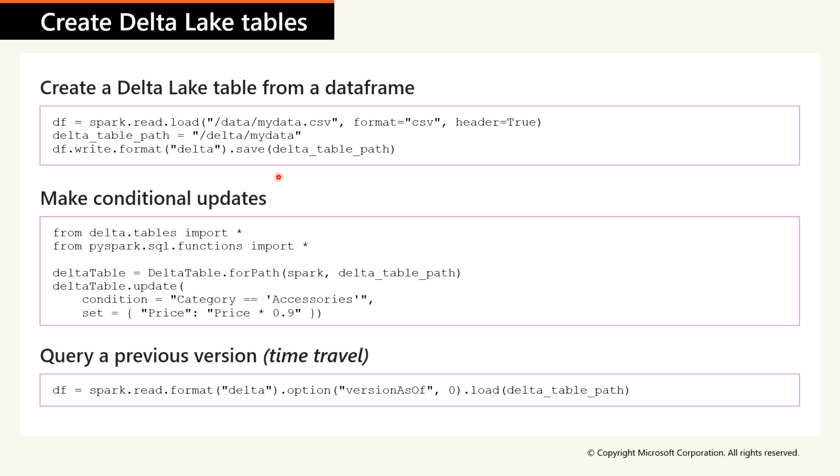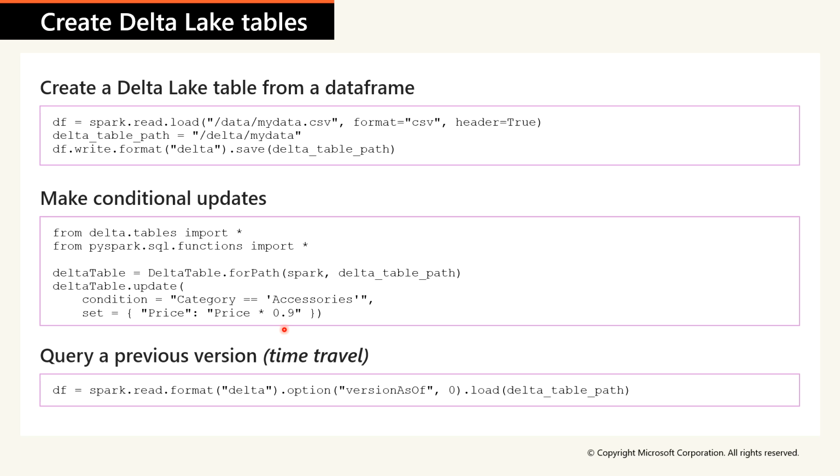So this is powerful. Why? Because while making conditional updates, we update only specific rows. If you see in the second snippet of code, with the help of the Delta table, we only modify the particular rows, which is the category. Inside the category, we only modify the price by multiplying it by 0.9.